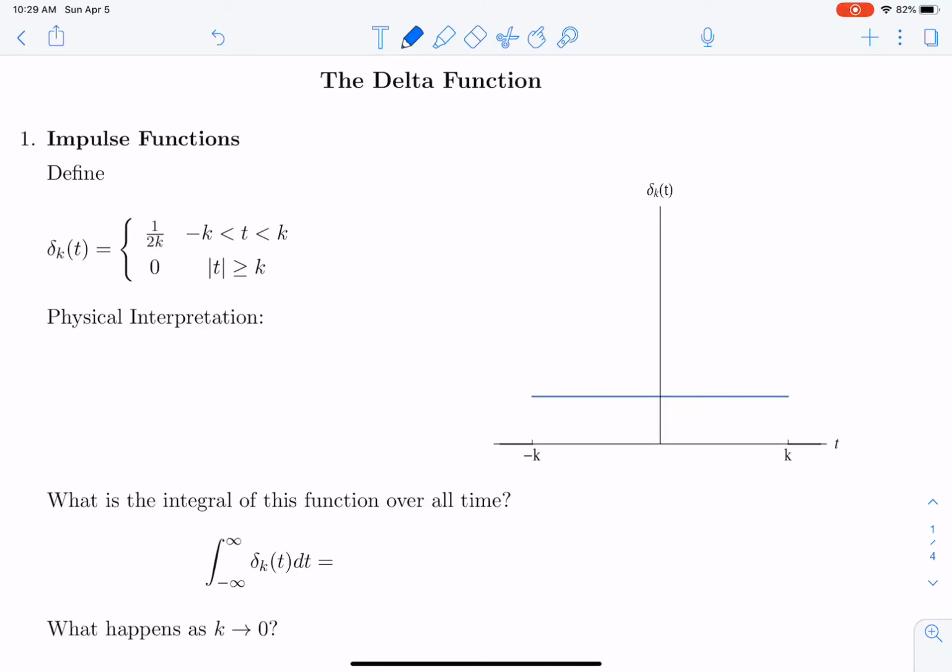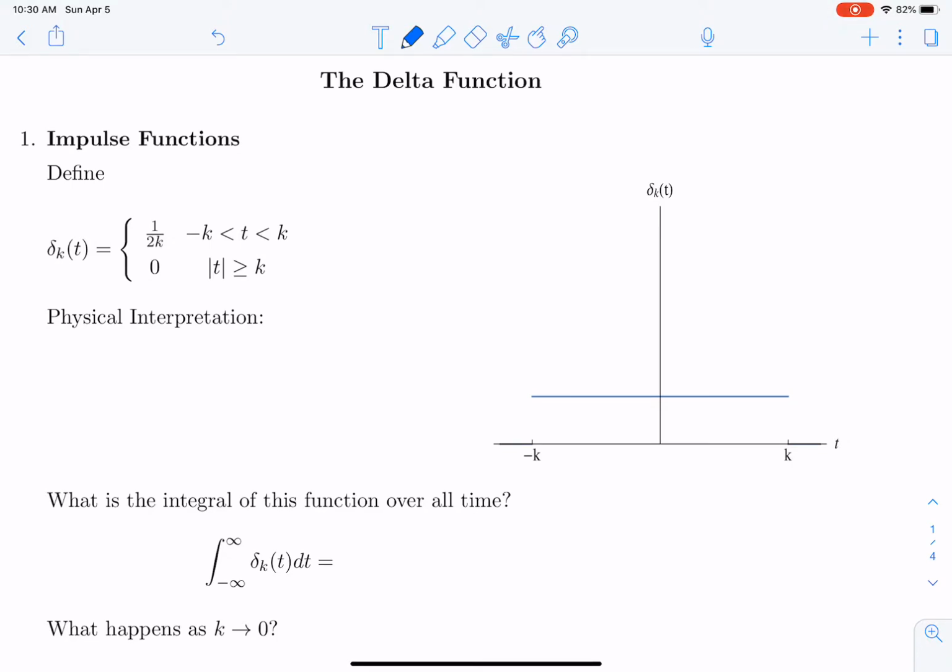Today we're going to talk about the delta function. The delta function we're going to define in terms of what are called impulse functions. An impulse function is a function delta sub k of t, which has a height of 1 over 2k between minus k and k, but is 0 otherwise. You can see a graph of delta sub k of t pictured on the right.